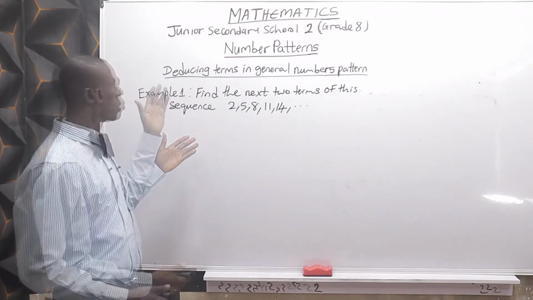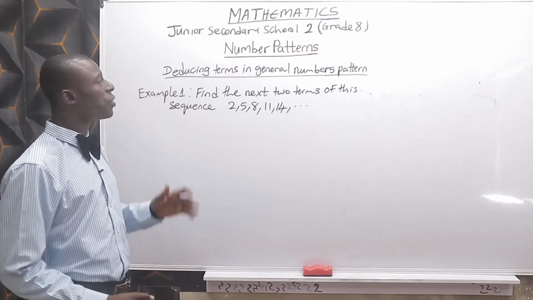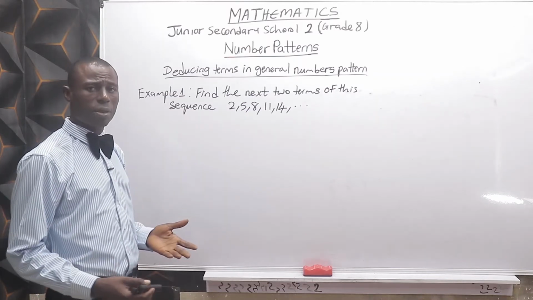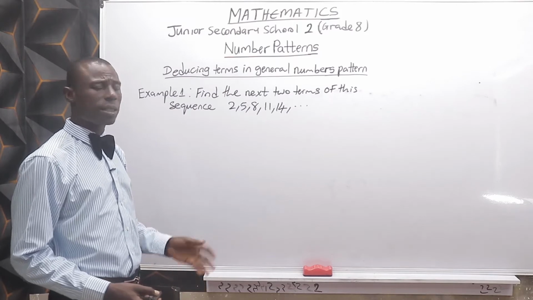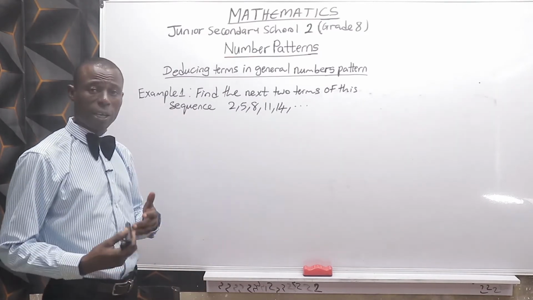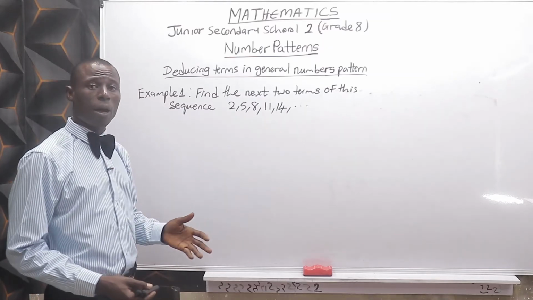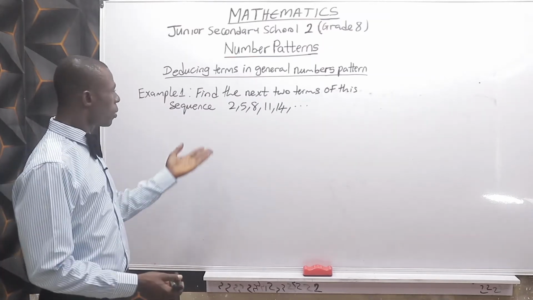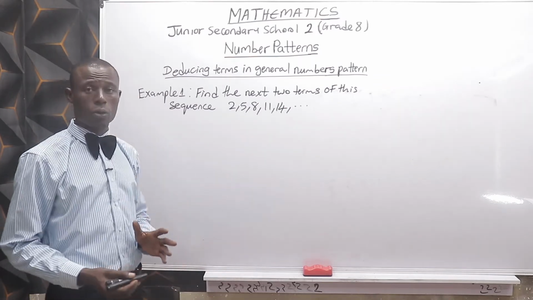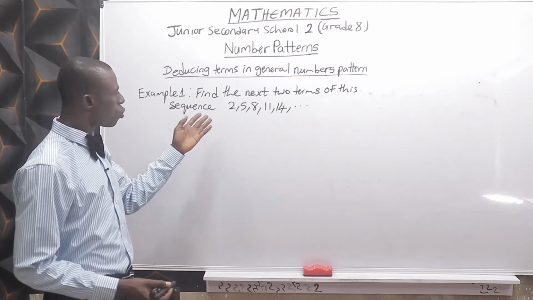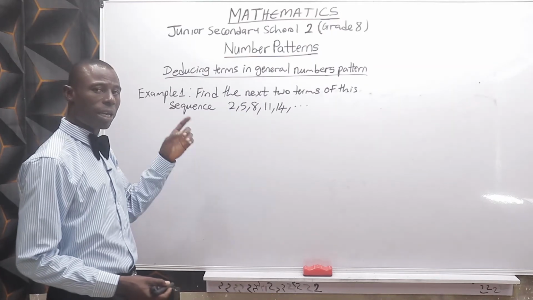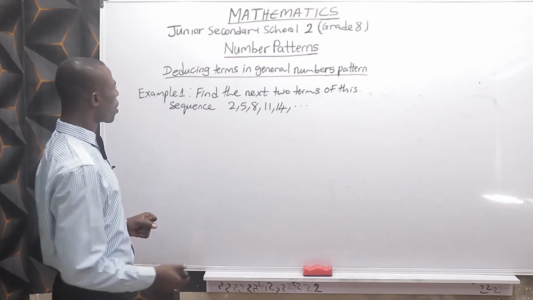Here we come to deducing terms in general numbers pattern. Under general numbers pattern, we cannot just say this is an odd number set, or this is an even number set, or this is a natural number set. No, we are just given numbers like that. But there is a method, an unfailing method, to resolve the problem wherever and whenever we are given such a question.